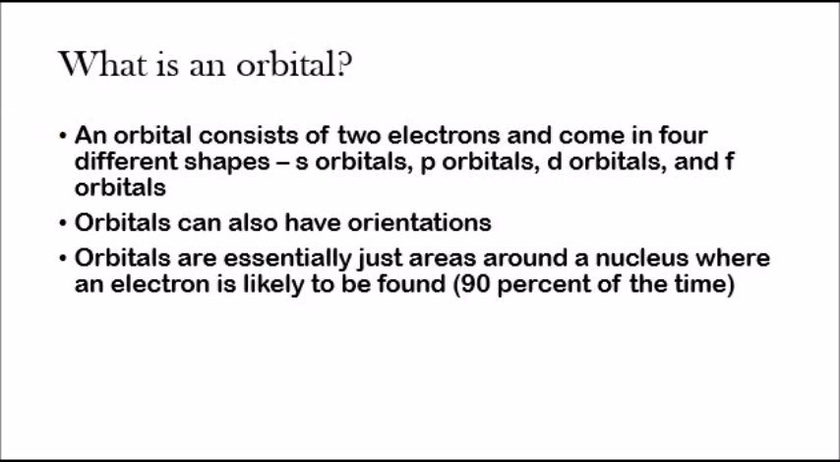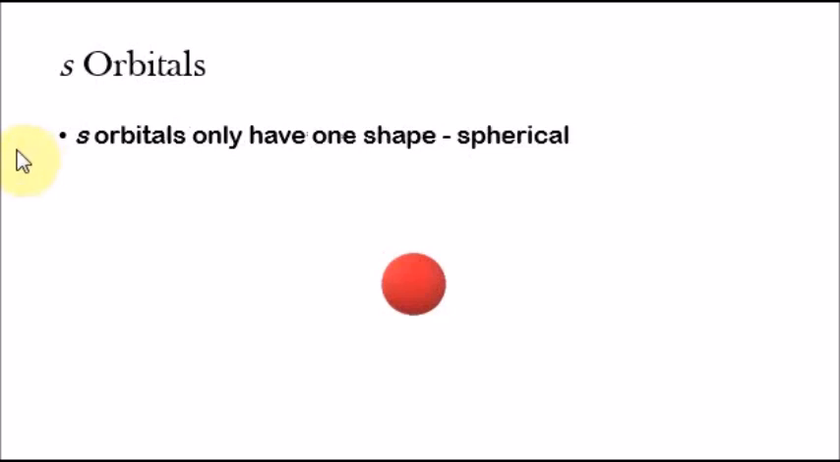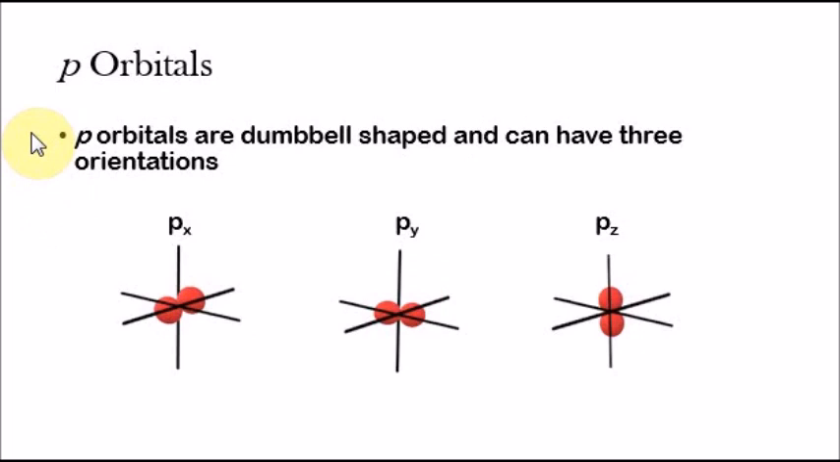So let's talk about the first type of orbital, s orbitals. S orbitals can only have one shape and they're spherical, and they look like this, just like a sphere. P orbitals are dumbbell shaped and can have three orientations. So this is what I mean by orientations.